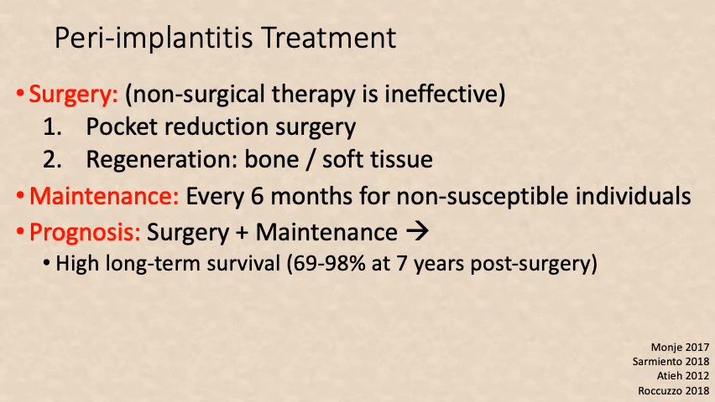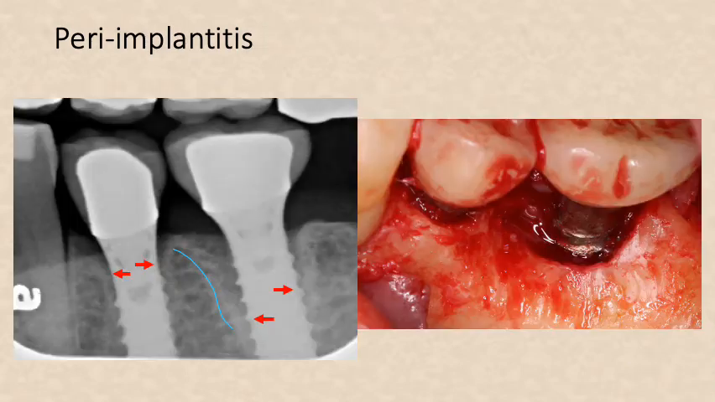It is really important after the surgery for maintenance to be performed every 6 months in non-susceptible individuals, meaning the individuals who are not smokers or don't have periodontitis. Otherwise, we'll have to do maintenance every 3 months for that population. The prognosis has proven to be good in the long term. Long-term survival was appreciated 69 to 98% of the time over the 7 years after surgery has been performed on peri-implantitis, if maintenance was continuous.